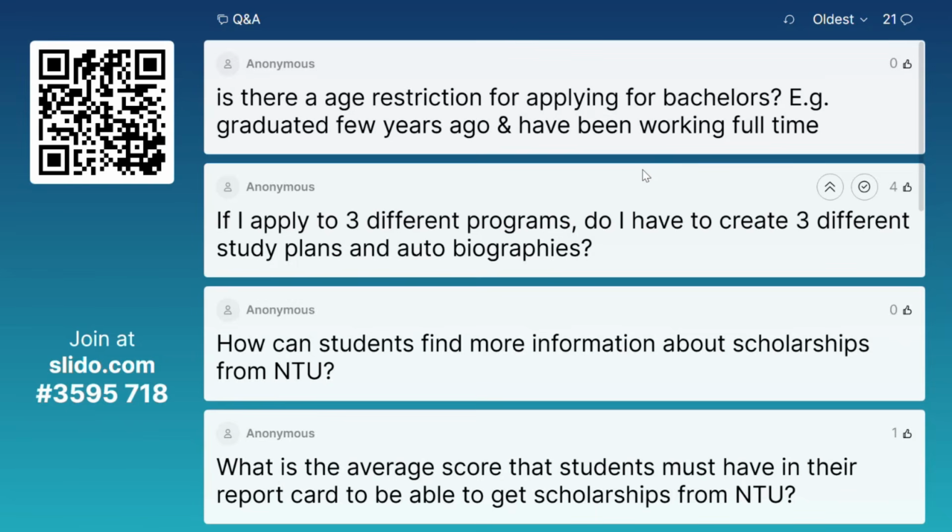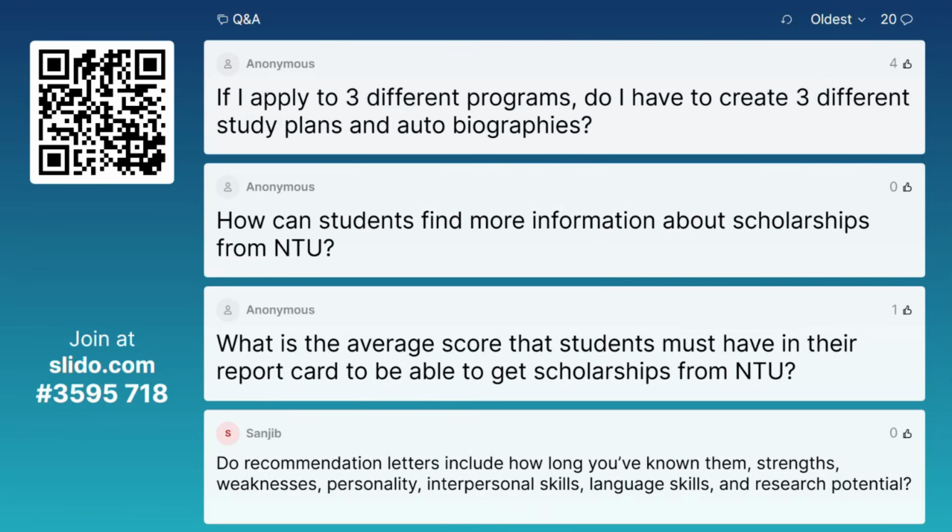Is there an age restriction for applying for a bachelor? Oh, we do not have an age restriction. Everyone is welcome to apply if you meet the academic requirements. If you apply for a bachelor program, you'll at least have to have a high school diploma.